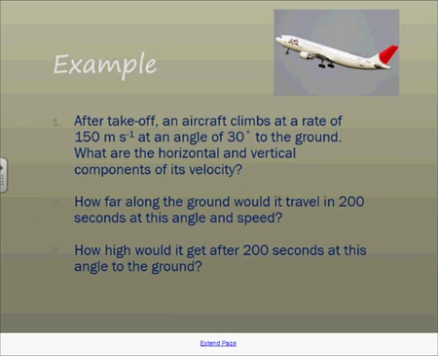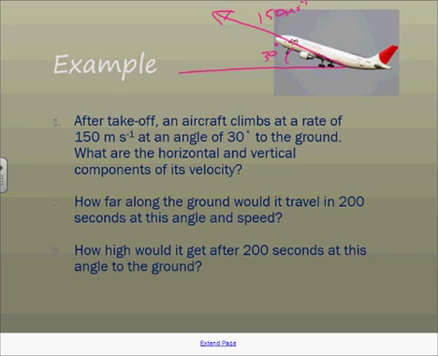So, an example here: after takeoff, an aircraft climbs at a rate of 150 meters per second, at an angle of 30 degrees to the ground. What are the horizontal and vertical components of its velocity? So essentially, there's the ground. It's got its vector this way of 150 meters per second, and it's got an angle there of 30 degrees. And you can just work it out by using the formulas that we just looked at for sine and cosine.